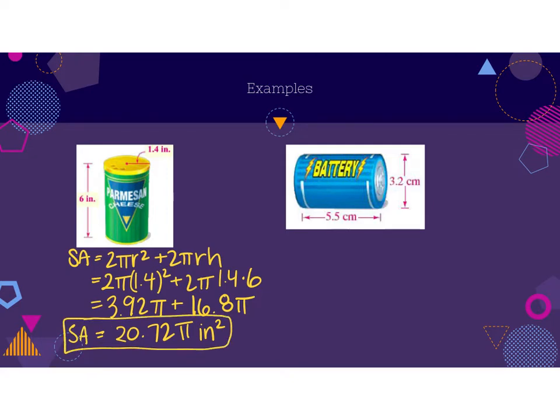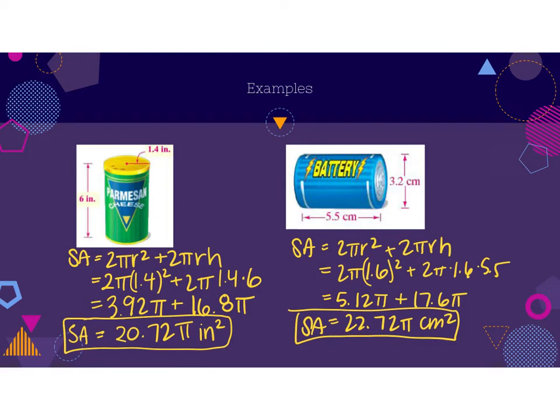Go ahead and try the next one on your own first and then press play to check your answer. So pause the video. You should have gotten 22.72 pi. As a reminder, you need to show the formula, you need to show your work. One thing to note here, the radius was half of the diameter that was given, so 3.2 divided by 2 got me a radius of 1.6.